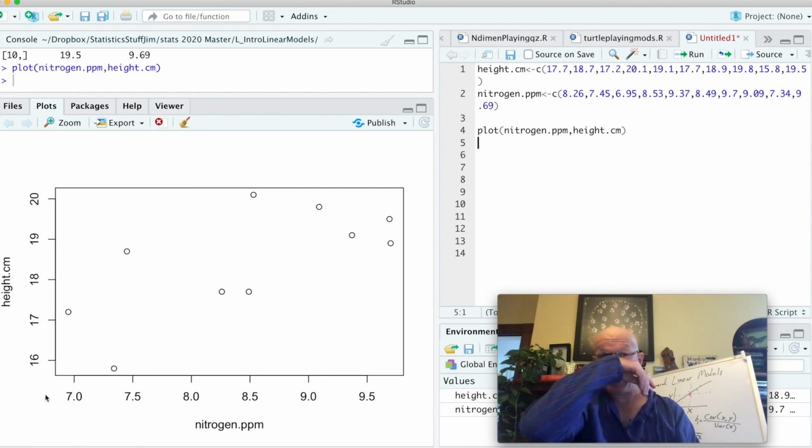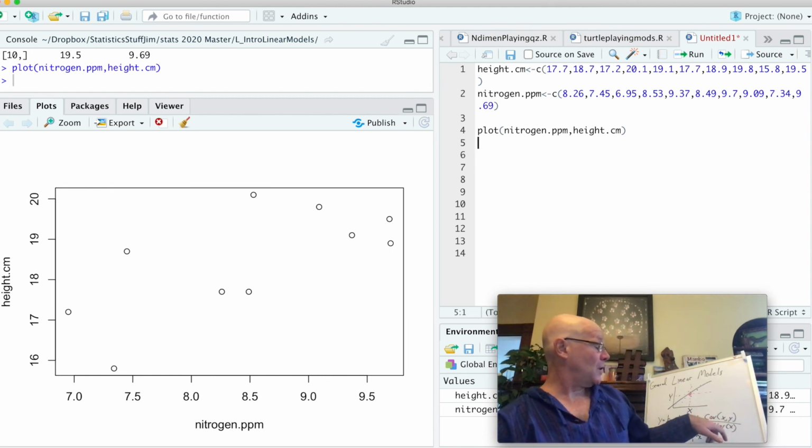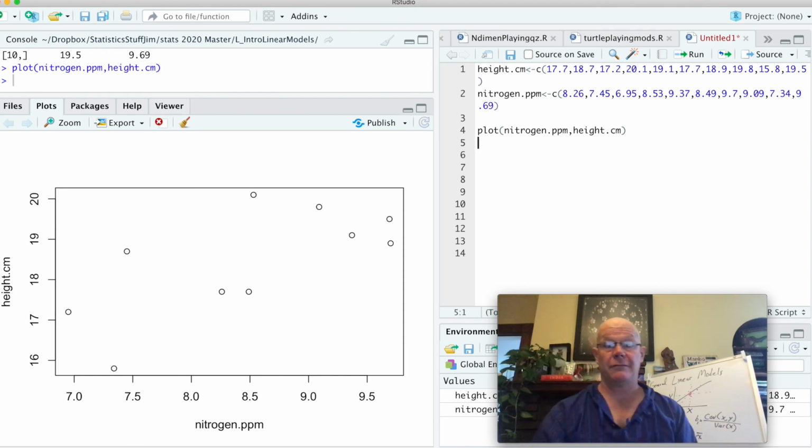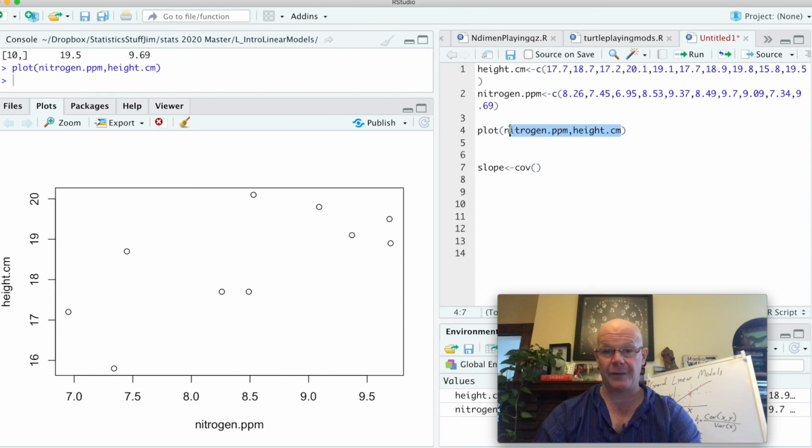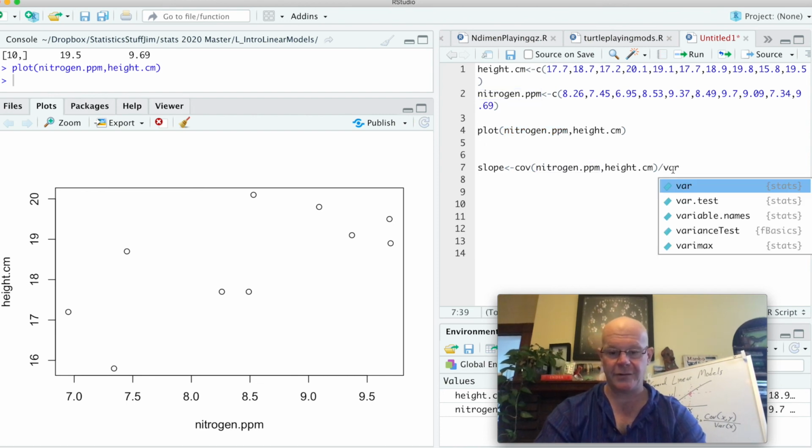Right. Okay, so how are we going to do that? What we could do is estimate the slope by taking the covariance of xy divided by the variance of x. So I'm going to go ahead and do that. I'm going to call up the slope, and it's going to be the covariance of both of those things. Copy, paste, divided by the variance of our predictor, and our predictor is nitrogen.